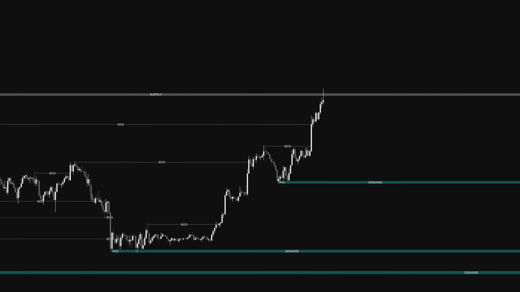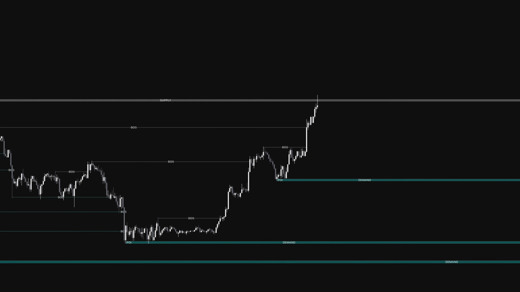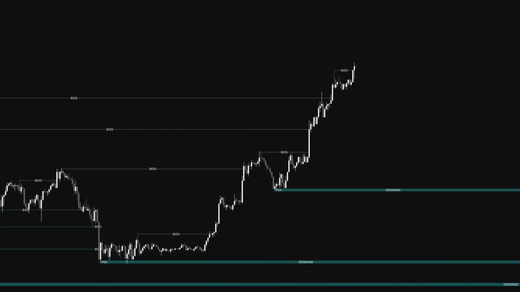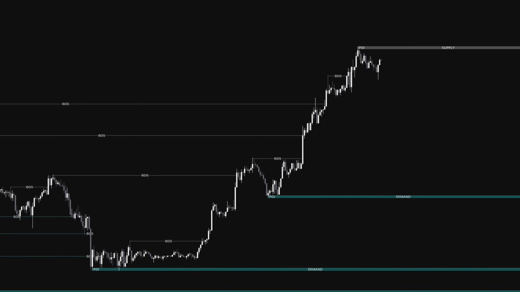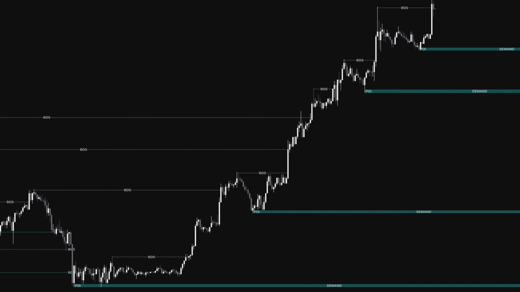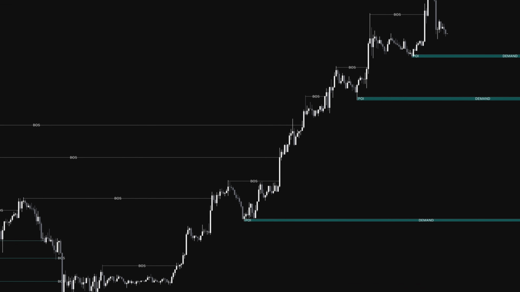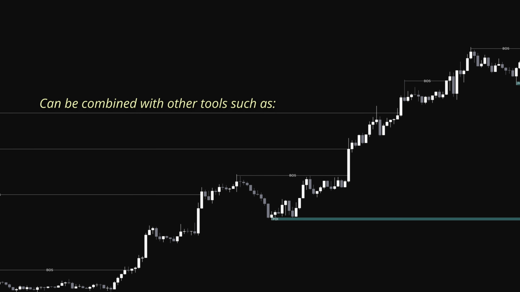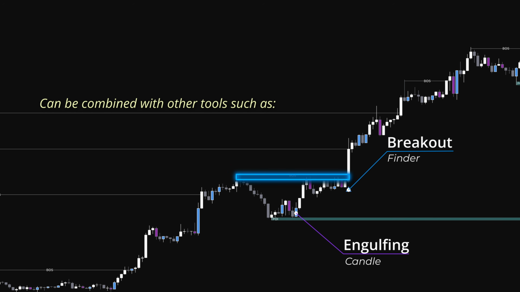The BOS mechanic monitors price close against each active zone's outer edge. When a close invalidates a supply zone from above or a demand zone from below, the box is removed and replaced with a horizontal BOS line at the zone's midpoint, persisting on the chart as a broken level reference. It functions better as a confirmation layer than a standalone system. It gives you areas to watch, but no internal signal for when to act within those areas, so you will need a separate entry trigger.